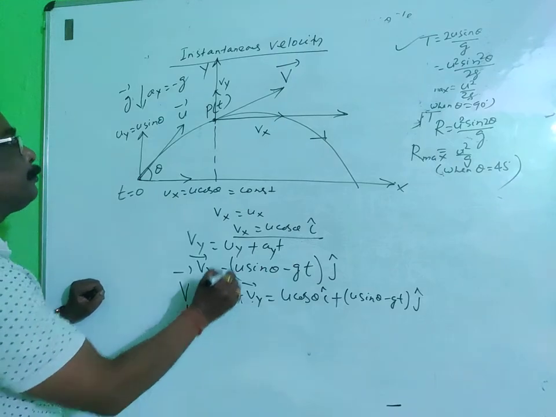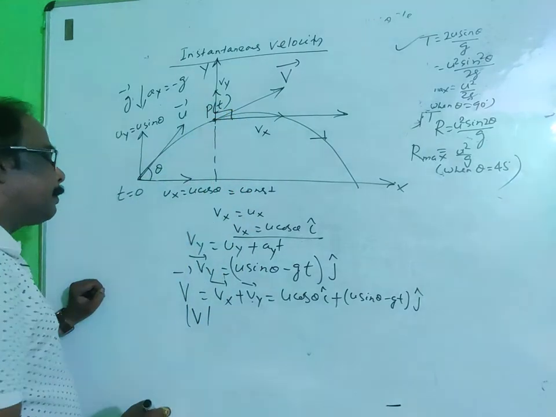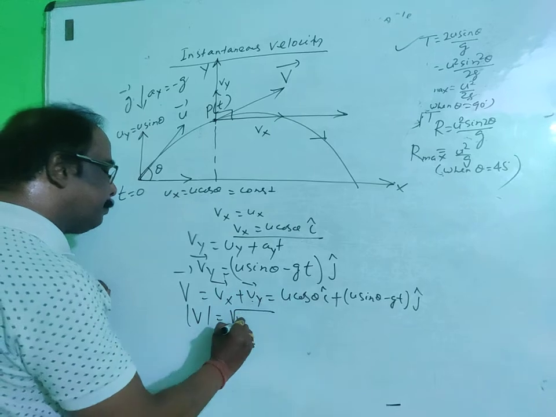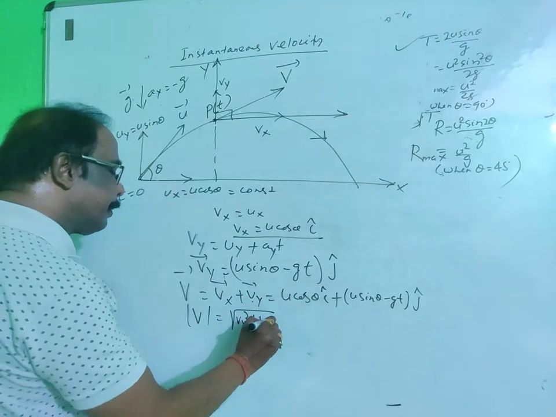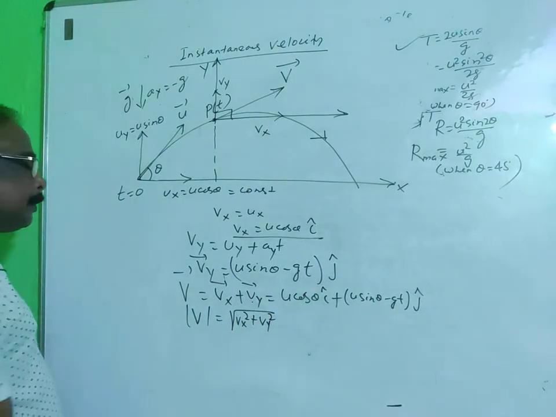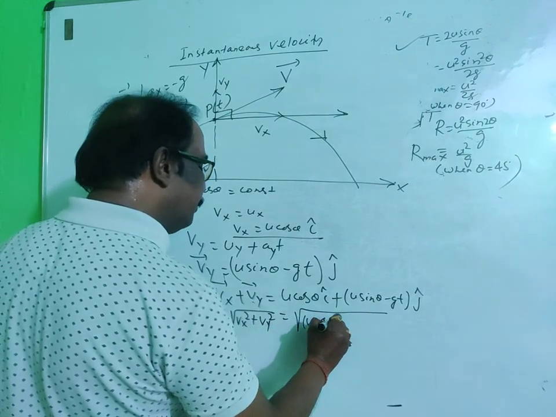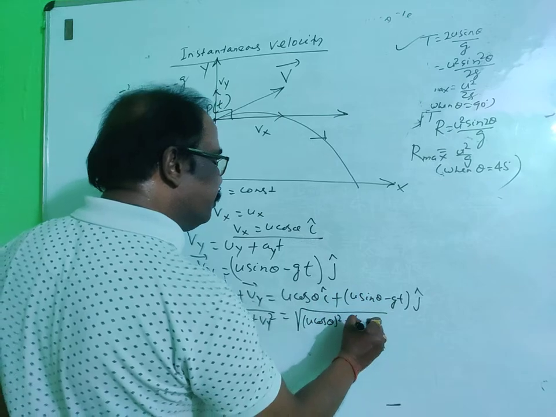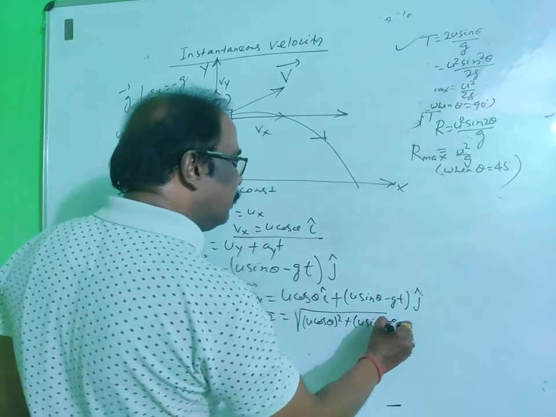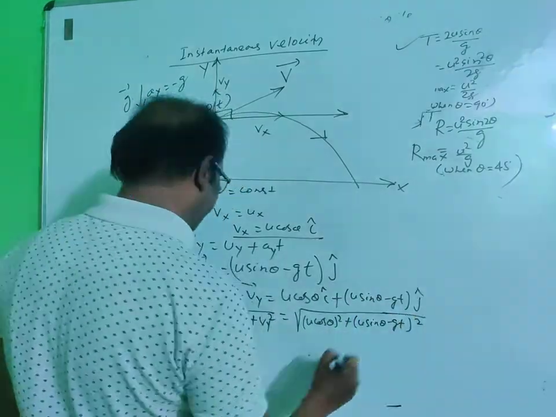Then the magnitude of velocity: the angle between vx and vy is 90 degrees, so square root of vx square plus vy square. Since the angle between the two vectors is 90 degrees, accordingly you may write here square root of (u cos theta) square plus (u sin theta minus gt) whole square.